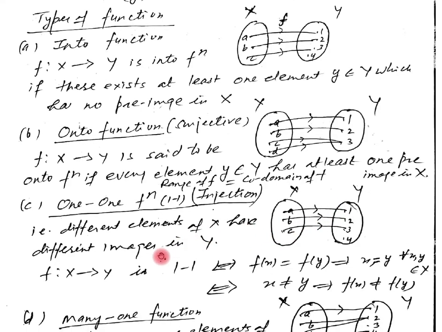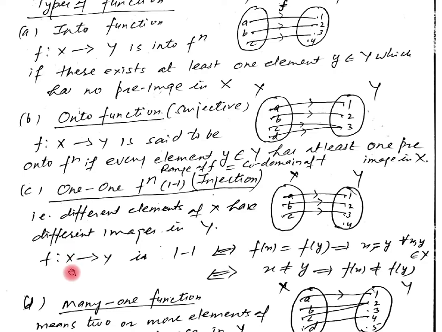One-one function. Or we can say f is a function from x to y is one-one if and only if f(x) = f(y) implies x = y. If the images are equal, then the elements are equal. If the elements are unequal, then the images are not equal. These are the two different conditions for the function to be one-one.